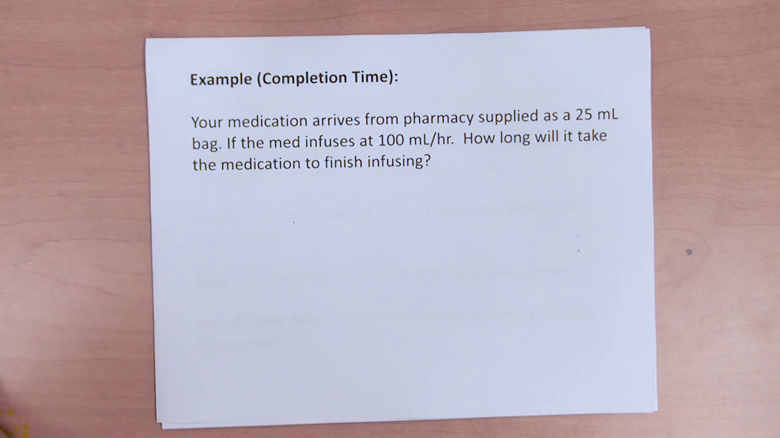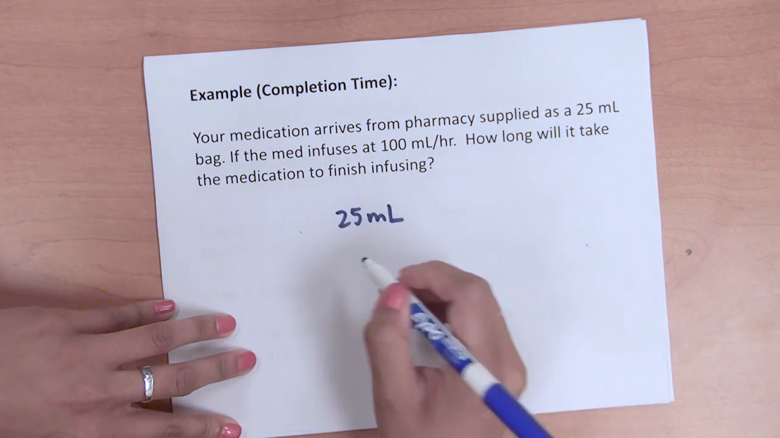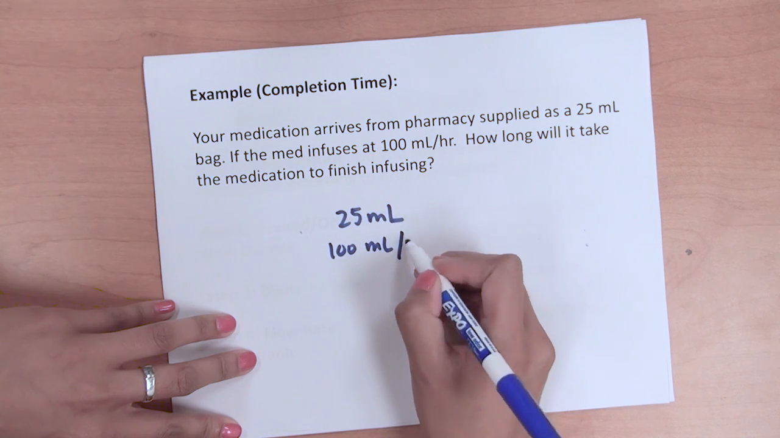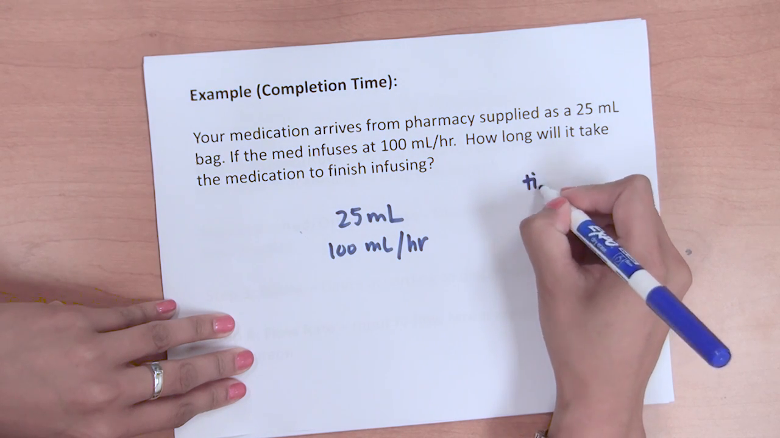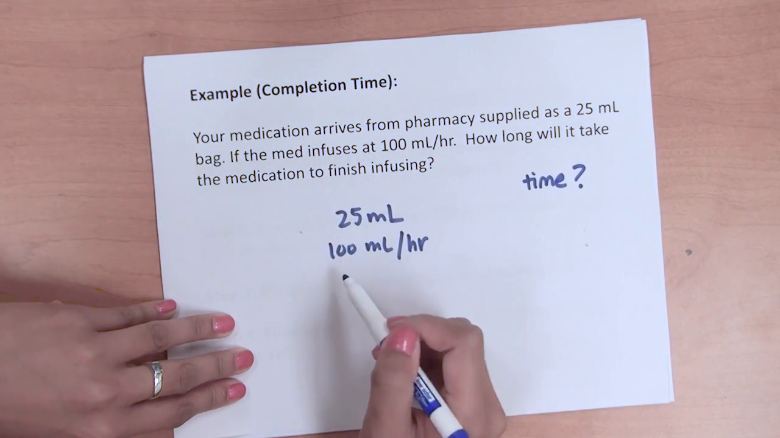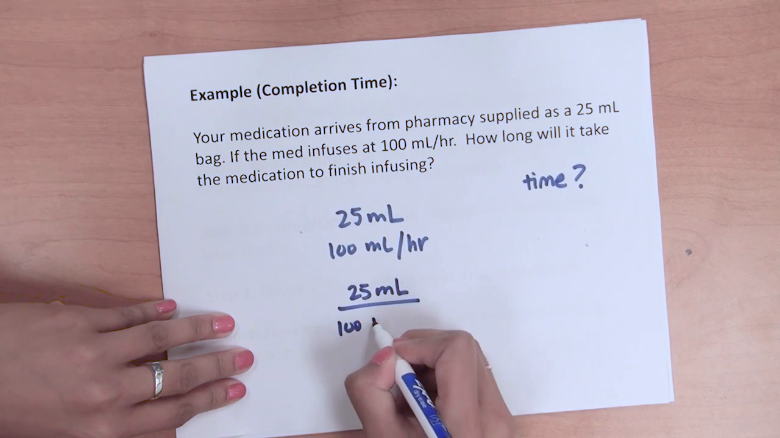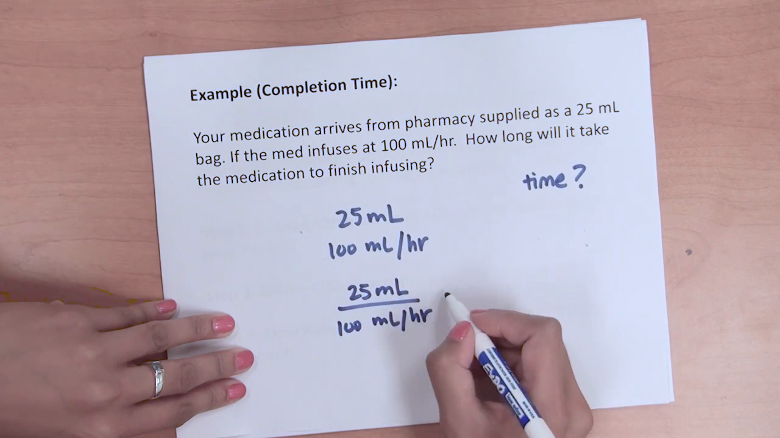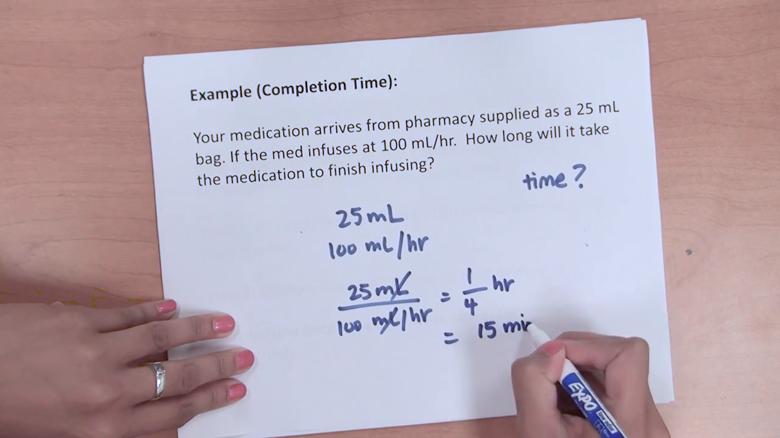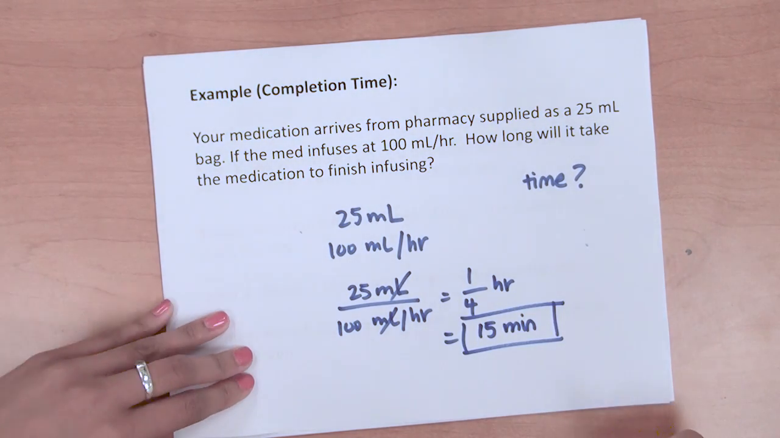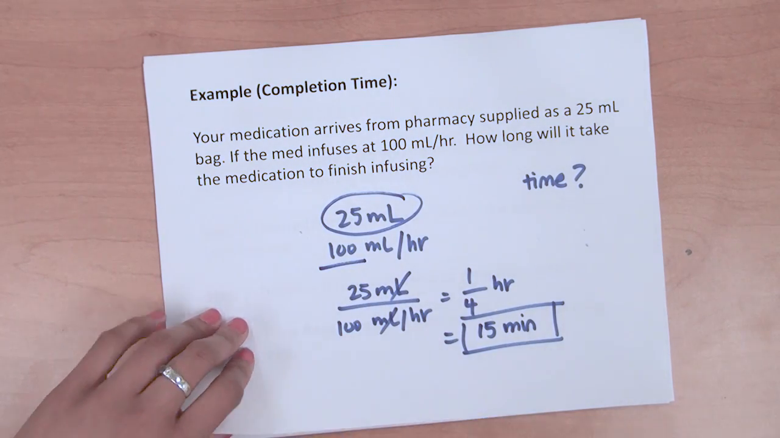Next question. Your medication arrives from pharmacy supplied as a 25 ml bag. If the med infuses at 100 mils per hour, how long will it take the medication to finish infusing? So it's asking for time. Same thing, we can take our volume, 25 mils over 100 mils per hour. So that's going to give us a quarter of an hour, which is equal to 15 minutes. So it will take 15 minutes for the medication to finish at 100 mils per hour rate.